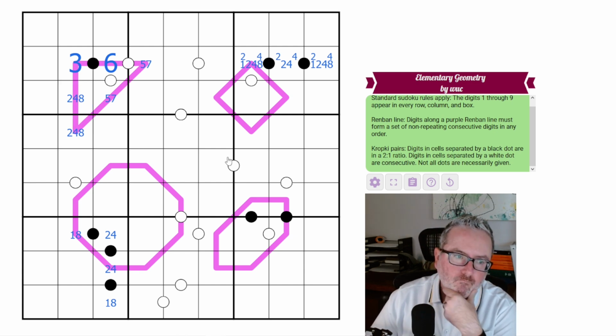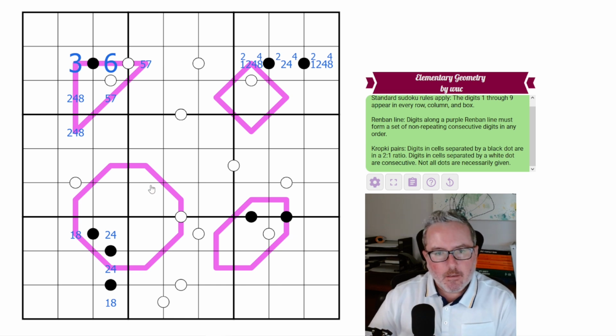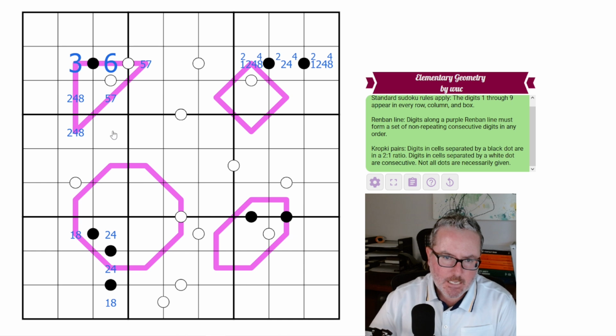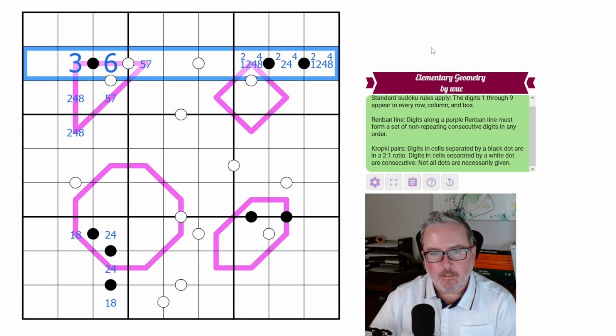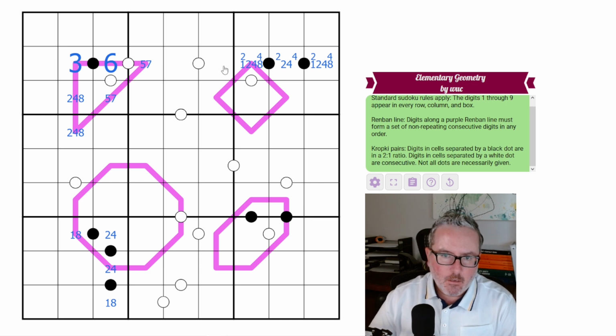Now, can we do anything further with that? Looking at it, I don't quite see anything that we can continue to use for it. Maybe we can figure something out about this white Kropki, because we got a bunch of stuff looking at it now. So what could this possibly be?